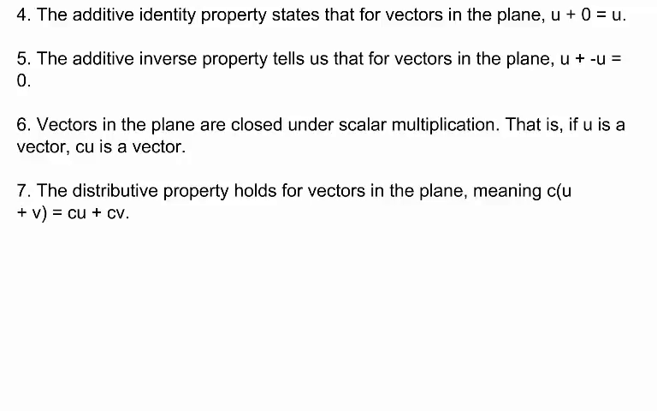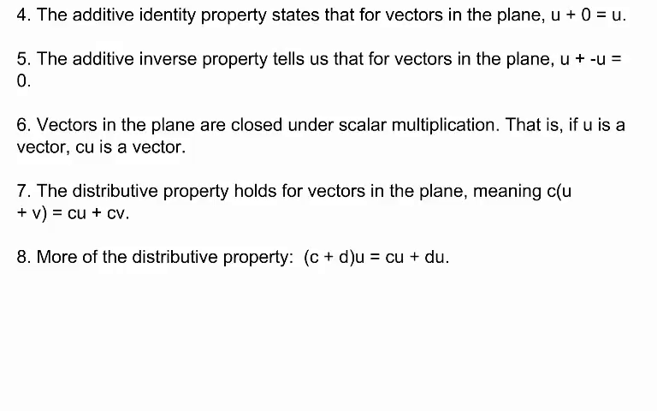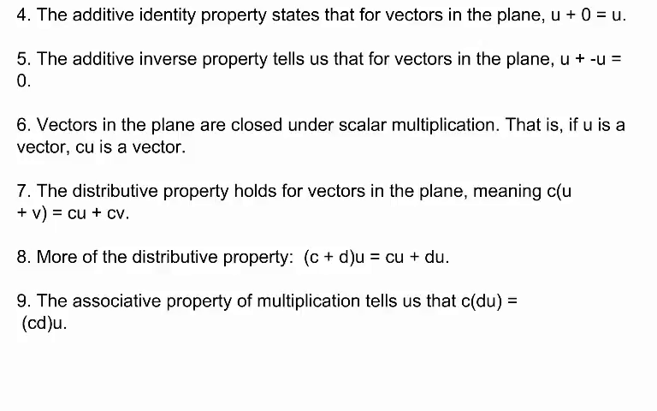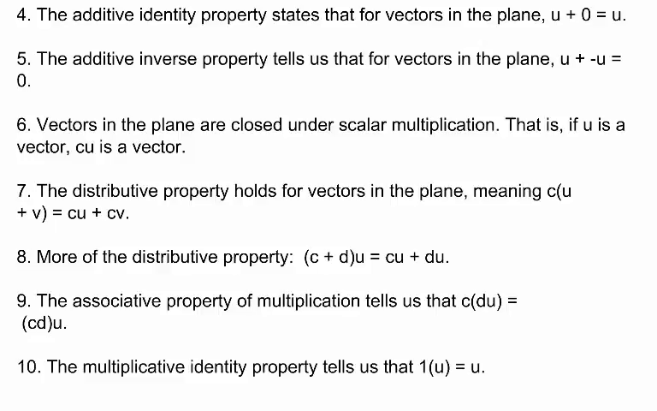Similarly, for property 8, if we have the sum of two scalars c plus d, and multiply them by vector u, that is equivalent to saying c times u plus d times u. The ninth property deals with the associative property of multiplication. The 10th property for vectors in the plane is the multiplicative identity property. So our multiplicative identity property simply states that 1 times vector u is equal to vector u.